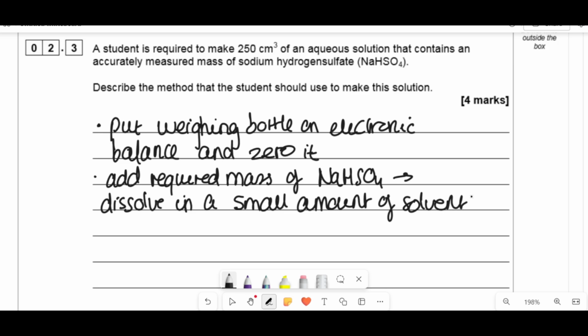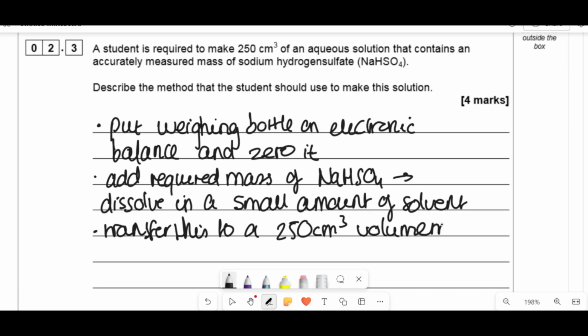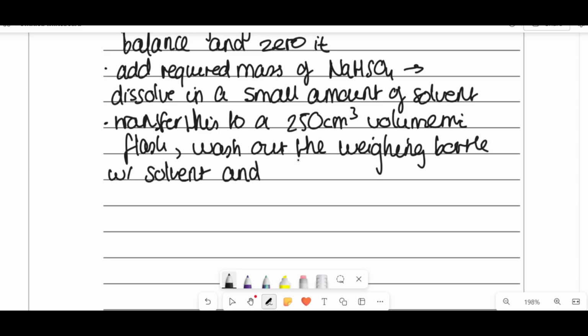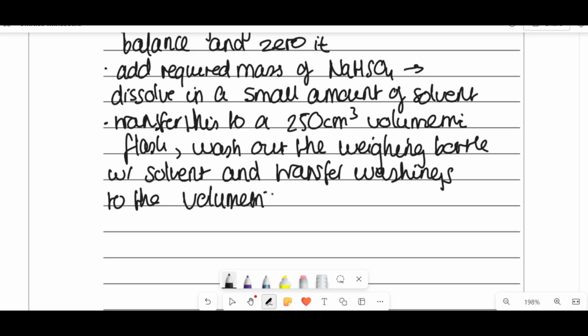within the weighing bottle. Then you transfer this to a 250 cm³ volumetric flask, because that's how much they want. But we don't know if we've still got some left in that weighing bottle, and we don't want to lose it. So we would also wash out the weighing bottle with the solvent and transfer the washings as well. That way we don't lose anything to the volumetric flask.